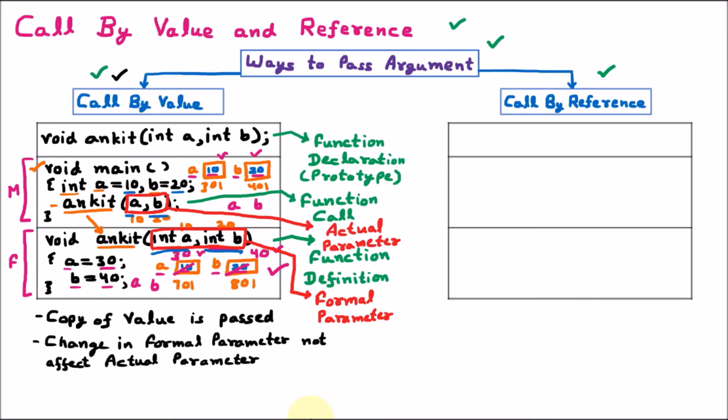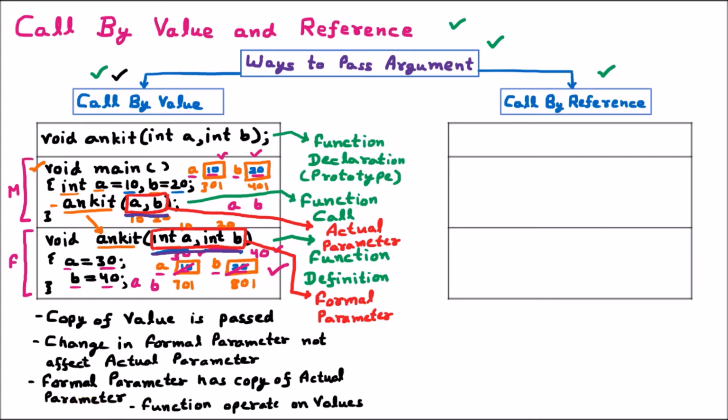We can derive one more point here. As we know that in call by value method, when we are passing the actual parameter and in the function they are taking the formal parameter, so here the copy of value is passed. So we can say that formal parameter has the copy of actual parameter. And here we can derive one more point, because in the function we are passing the copy of value. So we can say that function operates on values.